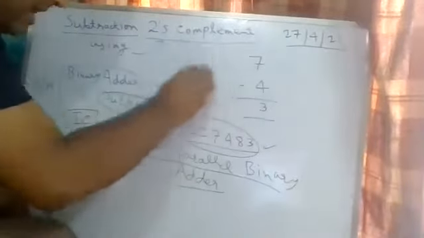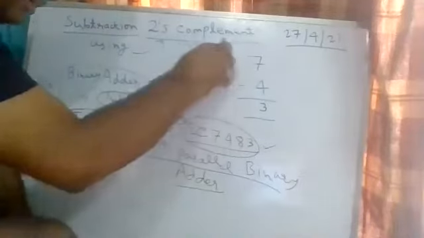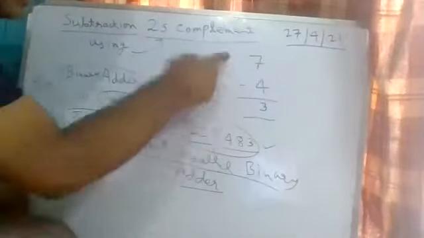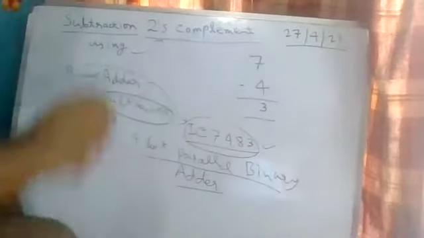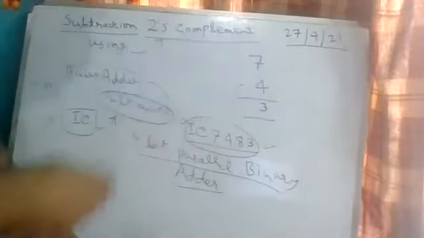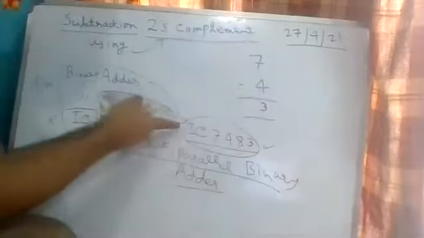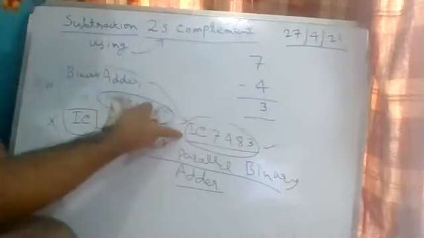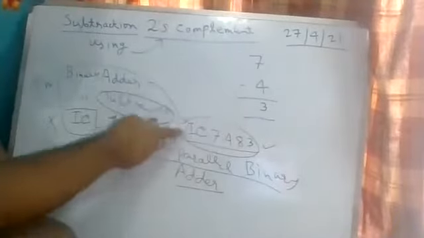Suppose I am performing addition, the operation will not create any problem. The problem is regarding the subtraction operation. Suppose I am performing this subtraction, 7 minus 4 equal to 3. How can I perform this subtraction with the help of addition operation? Why? Because we only have this adder chip in the market, and somehow we have to implement the subtraction operation with the help of the addition operation.